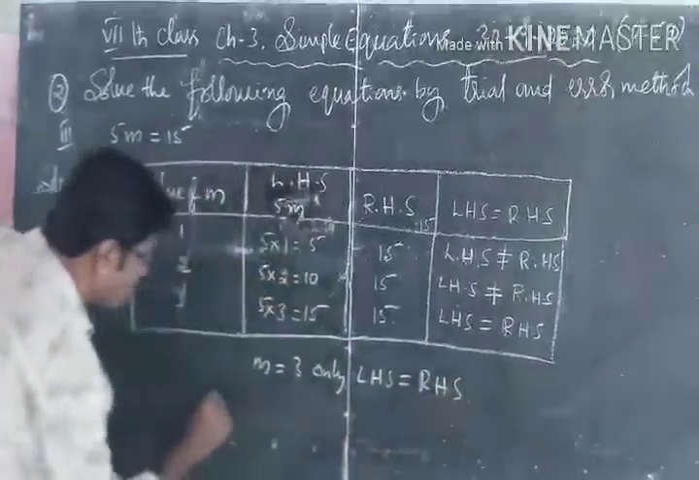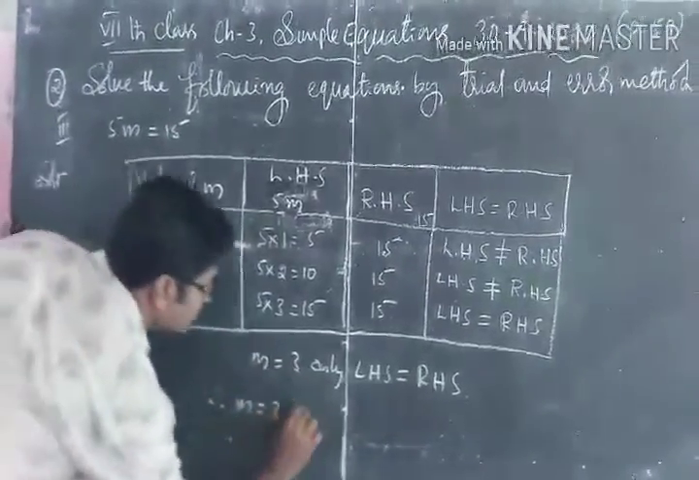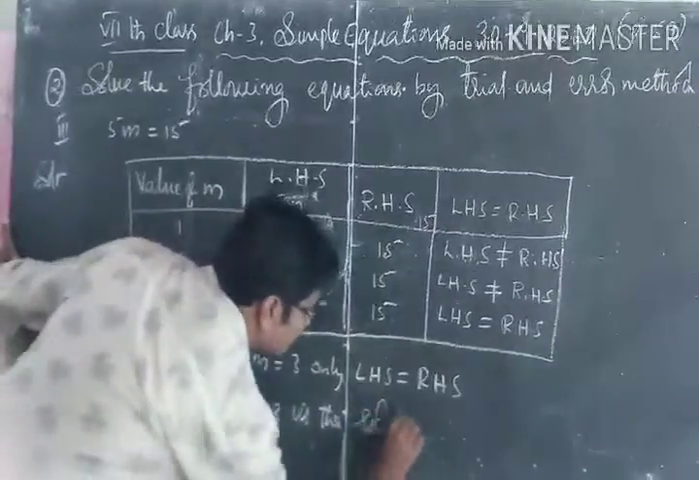So, therefore, m is equal to 3 is the solution of the equation.